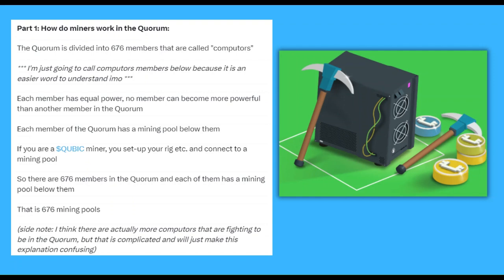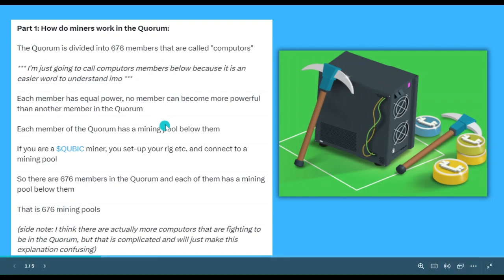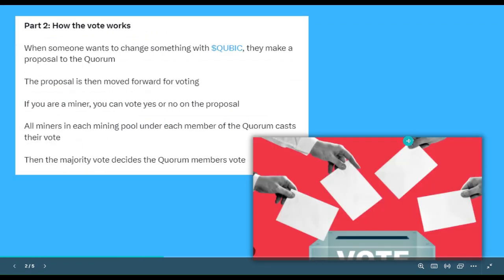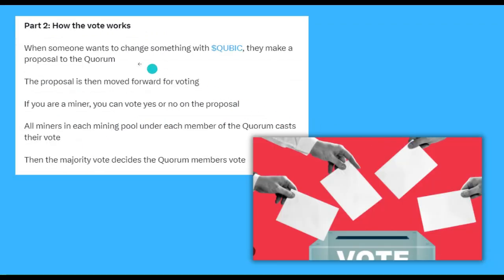But let's just forget about that part and just stick with 676 members in the Quorum. So then part two, how does the vote work? When people actually have to vote on something in the Qubic network, this is how it works. When someone wants to change something with Qubic, they make a proposal to the Quorum.